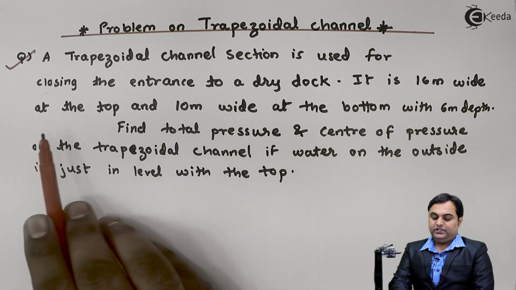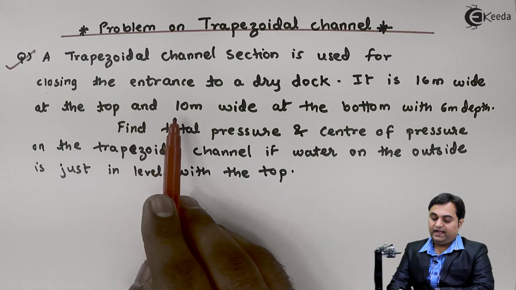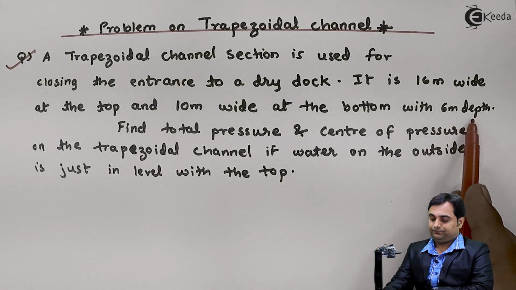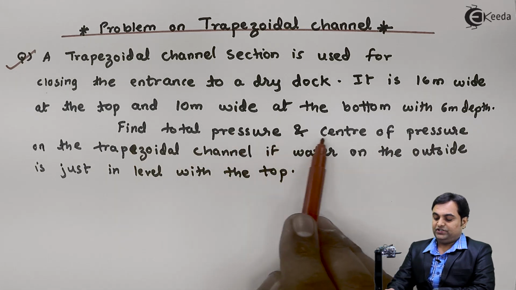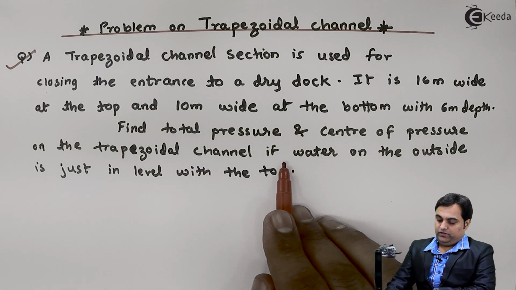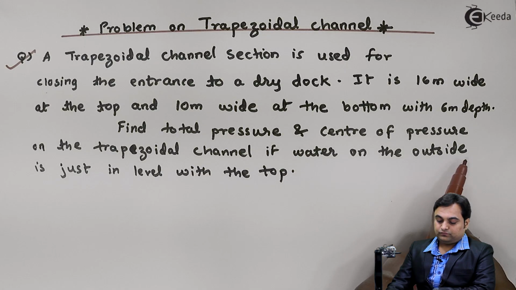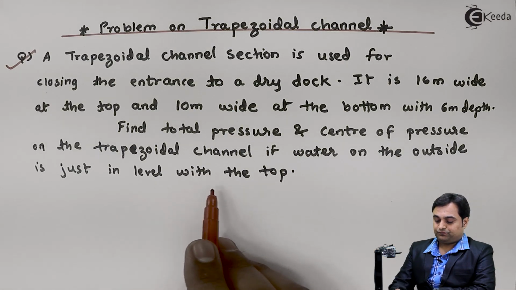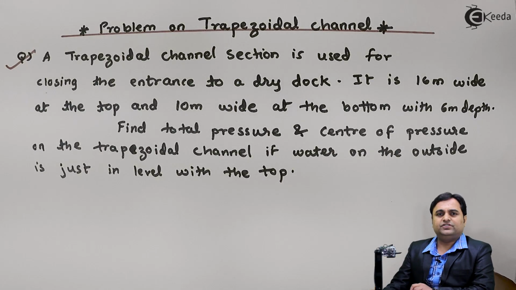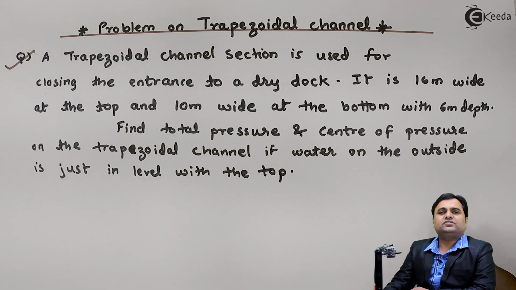It is 16 meter wide at the top and 10 meter wide at the bottom with 6 meter depth. Find total pressure and center of pressure on the trapezoidal channel if water on the outside is just in level with the top. Now this is the question which we have. Let us try to understand this question by writing the data.